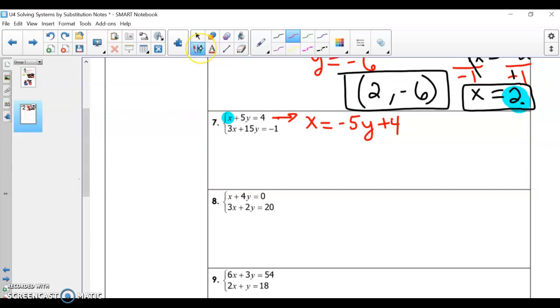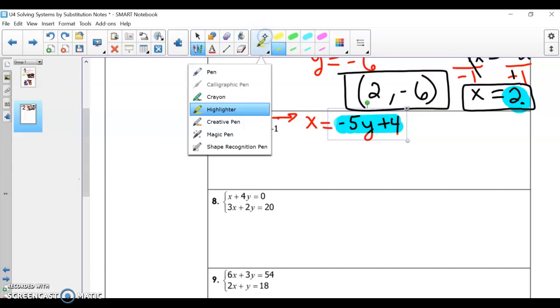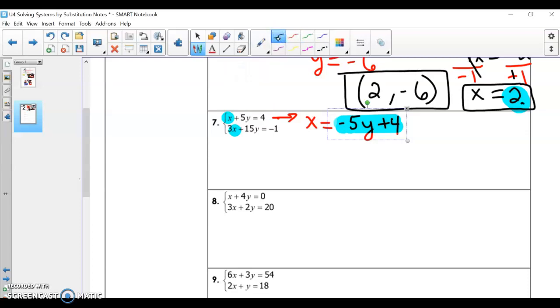Now you have it standing alone. This is what x equals, so I'm going to take that and substitute it into the other equation for x, just like I did in the top one. I'm going to rewrite the bottom equation. You have 3, put your parentheses, and I'm going to plug in that -5y plus 4, and then you have plus 15y equals -1.